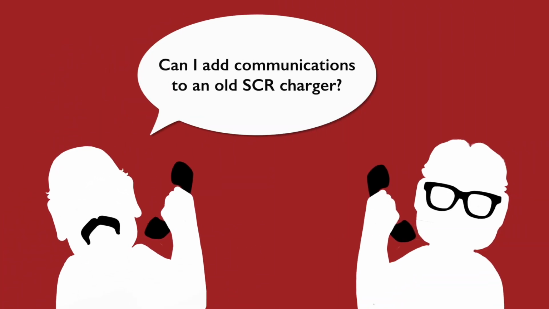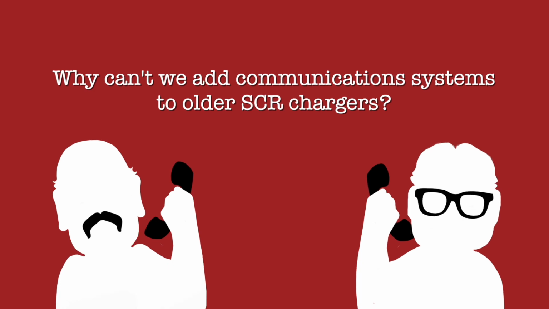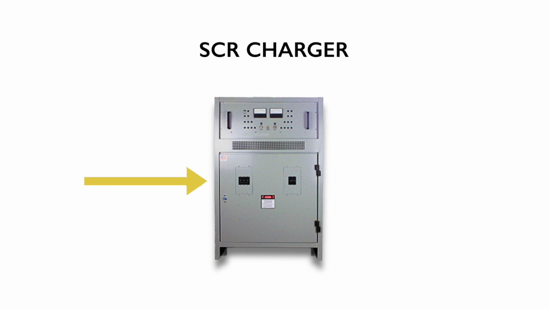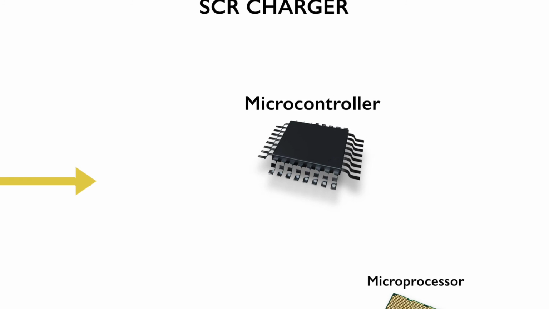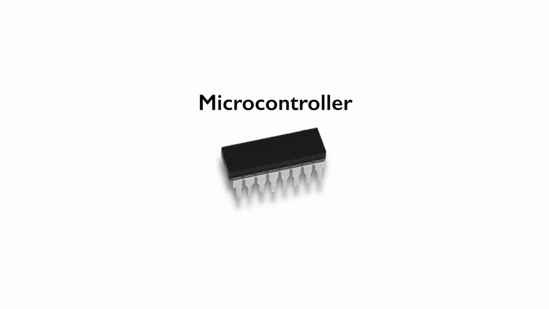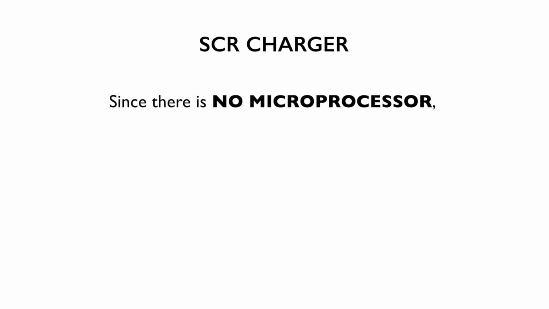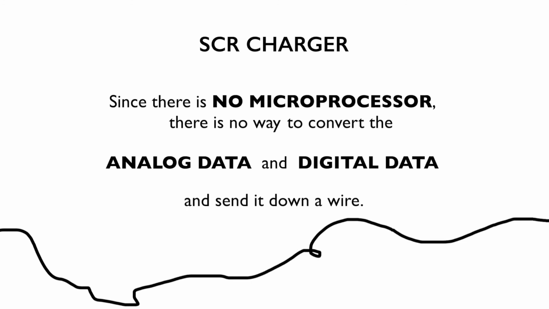Just switching gears a little bit for a second. A question I get a lot is, can I add communications to an old SCR charger? And obviously the answer is no, but maybe you can elaborate as to why. Sure. The SCR charger is an analog charger, which means that it doesn't have a microprocessor or a microcontroller. In order to digitize the information, you need a microcontroller to take the digital value and send it down the wire. Since there's no microprocessor in there, there's no way to convert that analog data into digital data and send it down a wire.